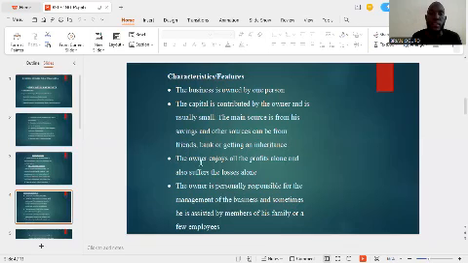The third feature is that the owner enjoys all the profit alone and also suffers the losses alone. Since this business is owned by one person, the owner is the one who will enjoy the profits and the losses alone.